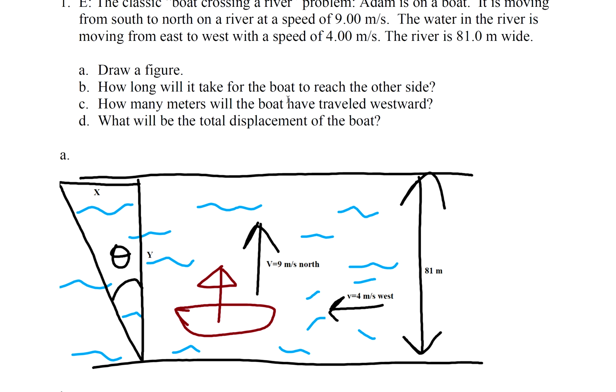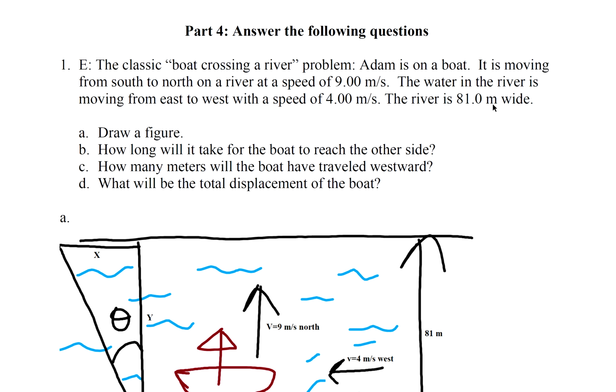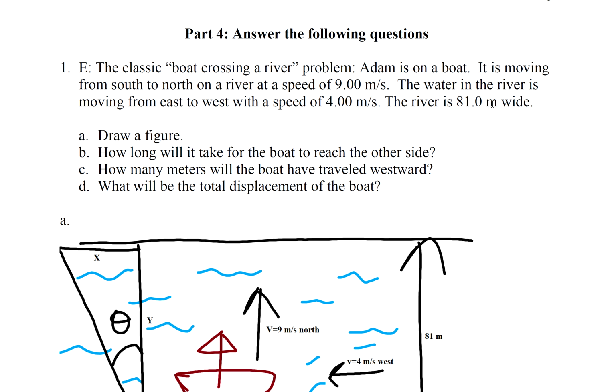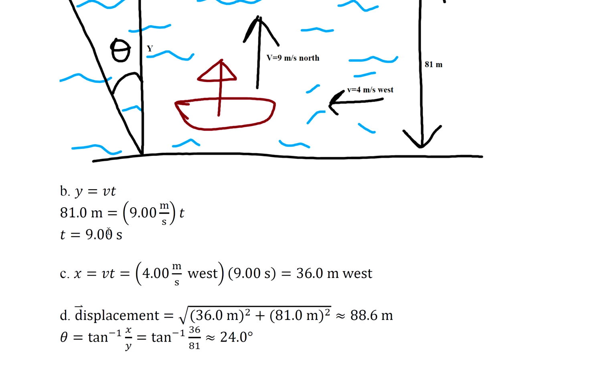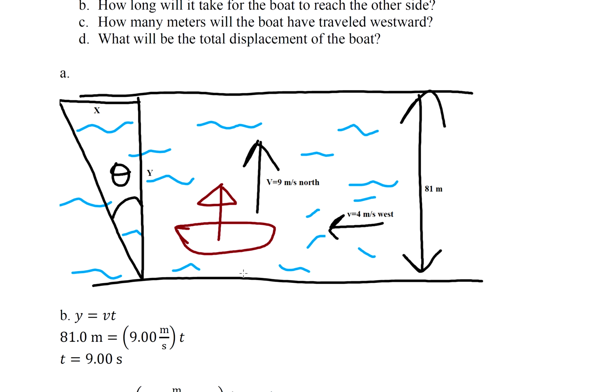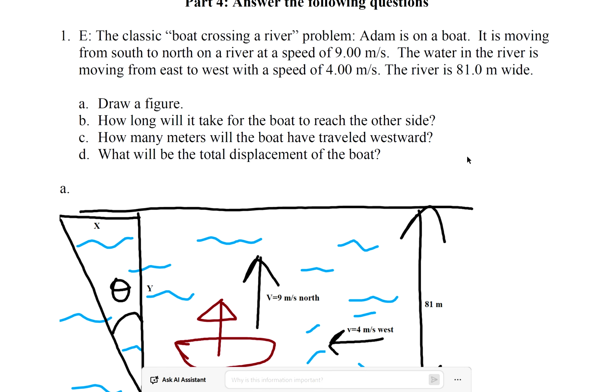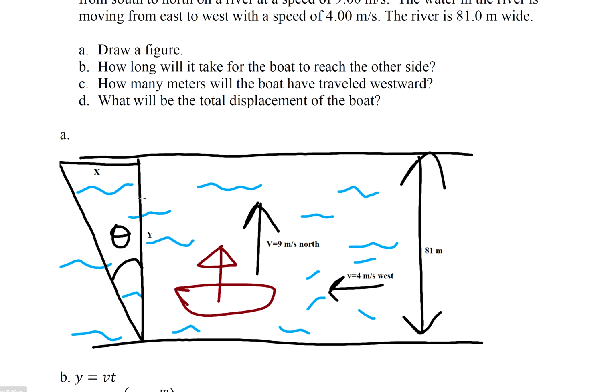C says, how many meters will the boat have traveled westward? Well, you know that there's a current that goes from east to west, which is 4 meters per second. So x equals vt. The speed is 4 meters per second west, and the time it takes for the boat to travel is 9 seconds. So multiply the two, we get 36 meters west. So Adam goes 81 meters north, 36 meters west. So we have this triangle here. Y on the vertical, X on the horizontal.